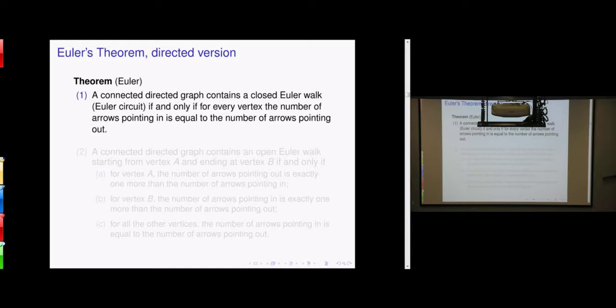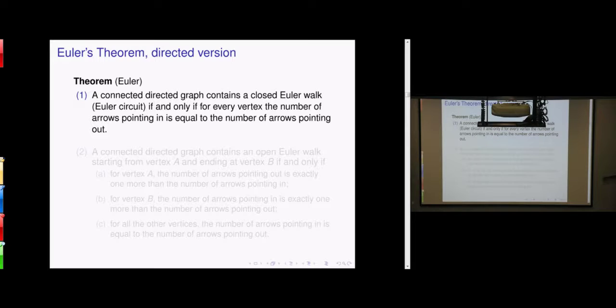Now we have a version of Euler's theorem for directed graphs. It is stated like this. You can try to prove it. This is by Euler. A connected directed graph contains a closed Euler walk, also called an Euler circuit, if and only if for every vertex the number of arrows pointing in is equal to the number of arrows pointing out.